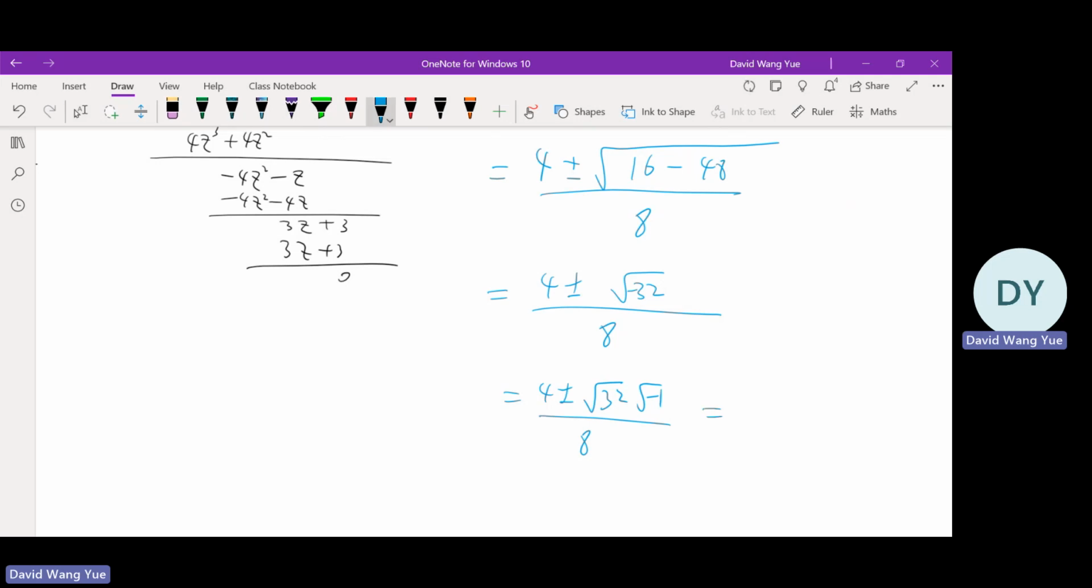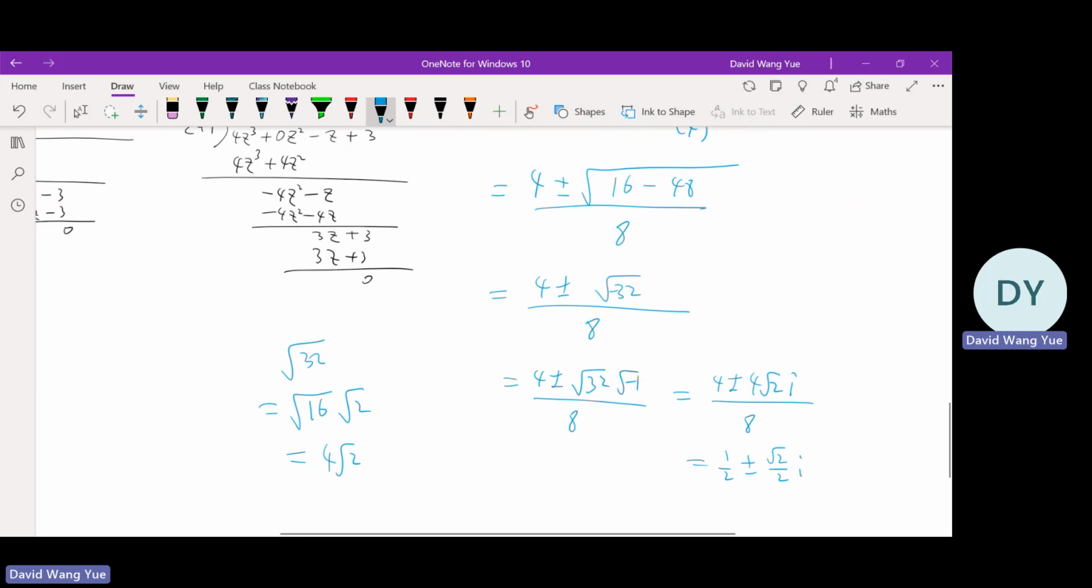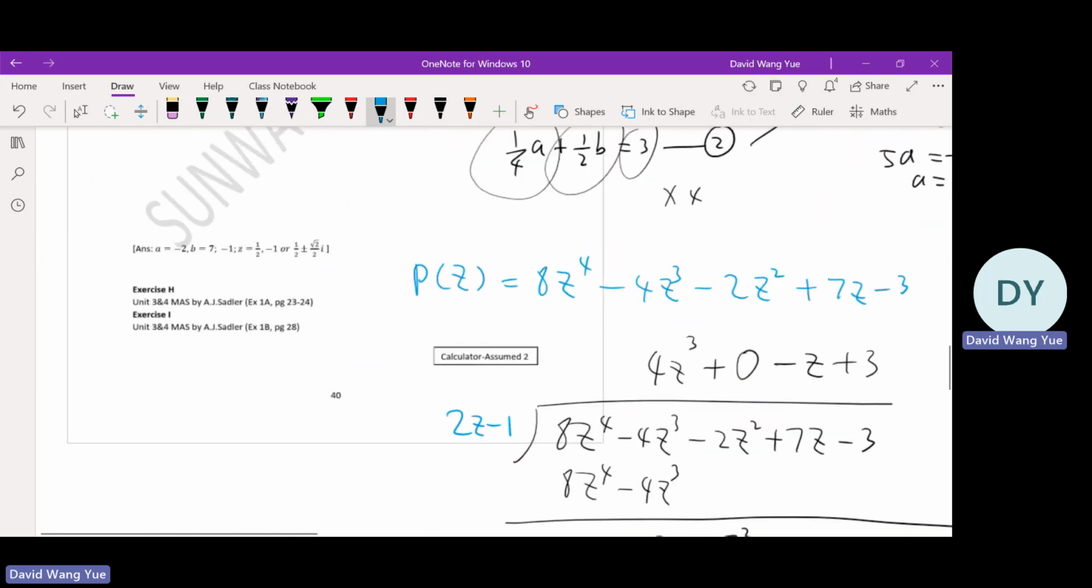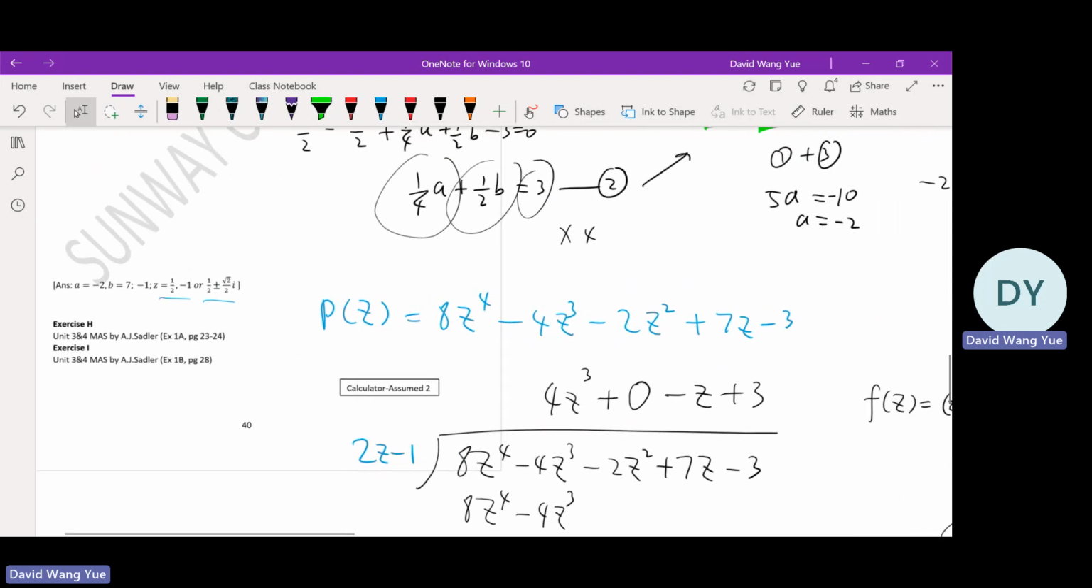And then, okay, this is 4 plus minus. Okay, root 32 is root 16 times root 2. And then root 16 is 4. That's why it is 4 plus minus 4 root 2 times i over 8. One over 2 plus minus root 2 over 2 i. So that's the remaining two roots. Once again, conjugate pairs. That's how you get all the four roots. Half, minus 1, half plus minus root 2 over 2i.